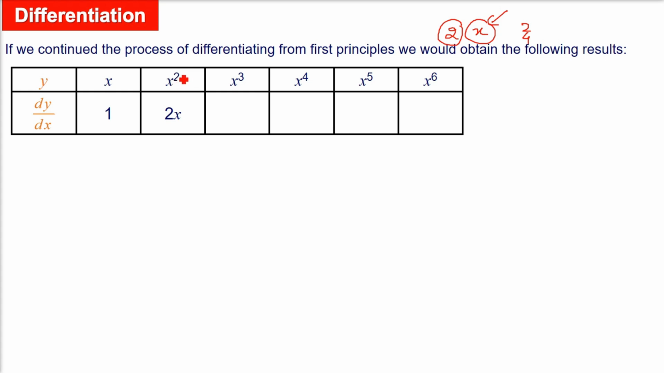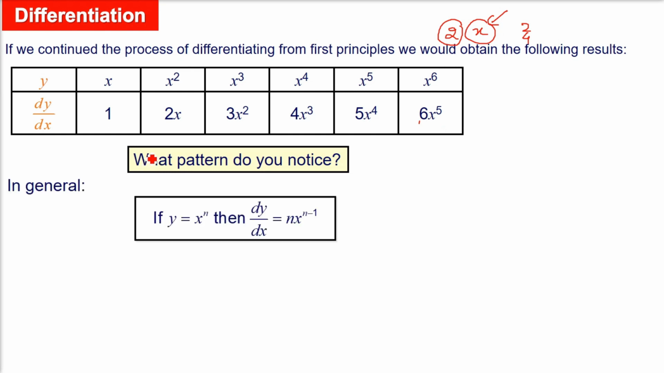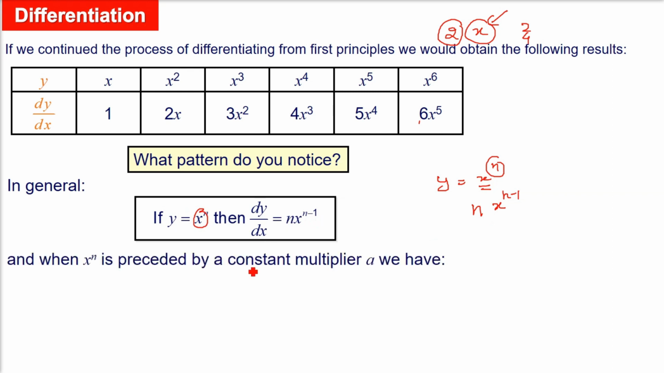So the differentiation of x is 1, x squared is 2x, x cubed is 3x squared, x to the 4 is 4x cubed, x to the 5 is 5x raised to the power 4, x to the 6 is 6x raised to the power 5. Now you see a pattern, and this pattern has come from the first principle. It says that when y equals x raised to n, the derivative dy by dx is n multiplied by x raised to the power n minus 1. This is your differentiation of a polynomial.